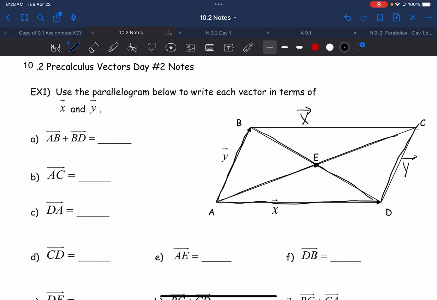Yeah, it splits it in half. This piece and this piece are the same size, and this piece and this piece are the same size, right? Diagonals bisect each other in parallelograms.